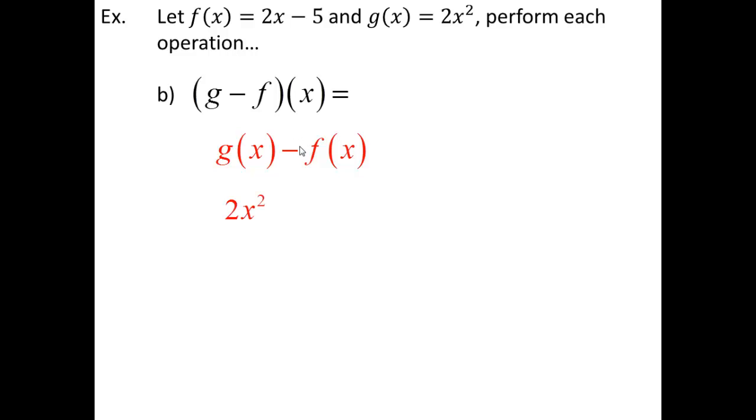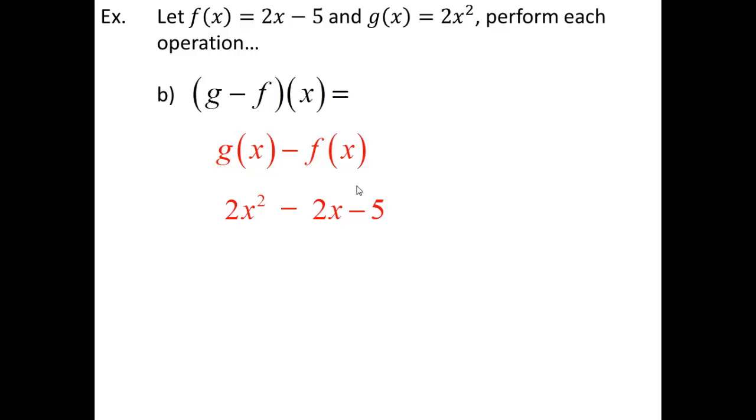So let's see what happens. G of x is 2x squared. F of x is 2x minus 5. I'm going to subtract, and I might say, okay, I'm done. I can't really combine any like terms, so that means I can't do anything else. This is my answer. But that's where we make our mistake. We are not subtracting just the first term. We are subtracting the entire function f of x.